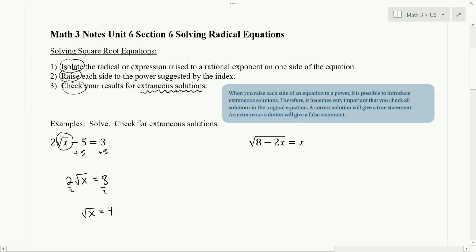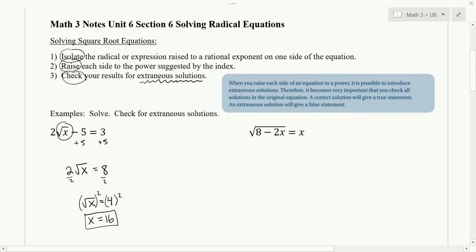Step 2, raise each side to the power suggested by the index. So here, what's the index? 2. And so raise both sides to the power of 2, because when you square the square root, you're going to get just x equals 16. All right, and then step 3, check just to make sure it works.